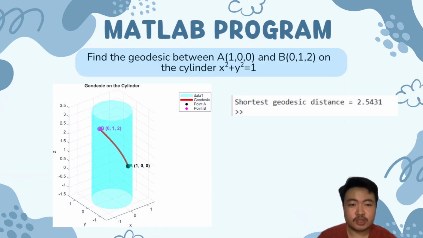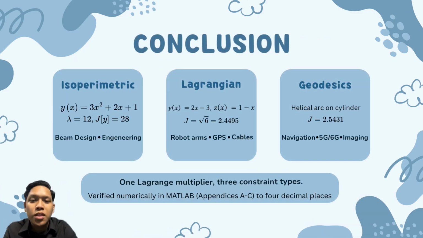As you can see on the screen, this code maps the exact curve path our math just derived, showing how the straight line in the UV plane wraps around the 3D cylinder to get from A to B. To wrap up, this project covers 3 constraint problems in the calculus of variations, and they all lead back to one idea: a Lagrange multiplier turns a constrained problem into one we already know how to solve.